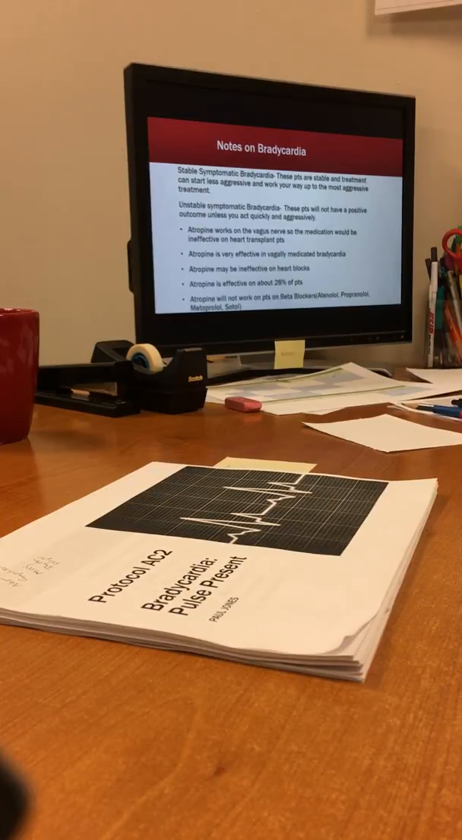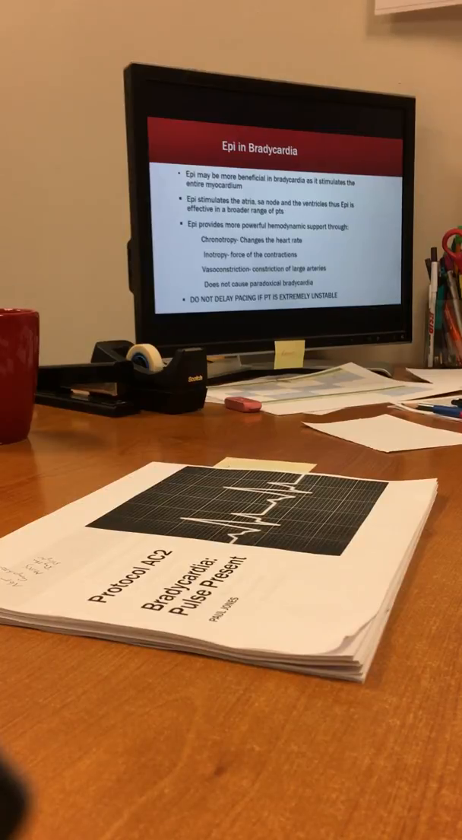Atropine works on the vagus nerve, so the medication would be ineffective in heart transplants. It's very effective in vagally mediated bradycardia. Atropine may be ineffective in heart blocks, and it's only effective in 28% of the patients. So you really need to do an assessment after you administer the atropine. Atropine will not work on patients on beta blockers, Lopressor, propranolol, atenolol. So again, your medical history and knowing what medications they are on is important.